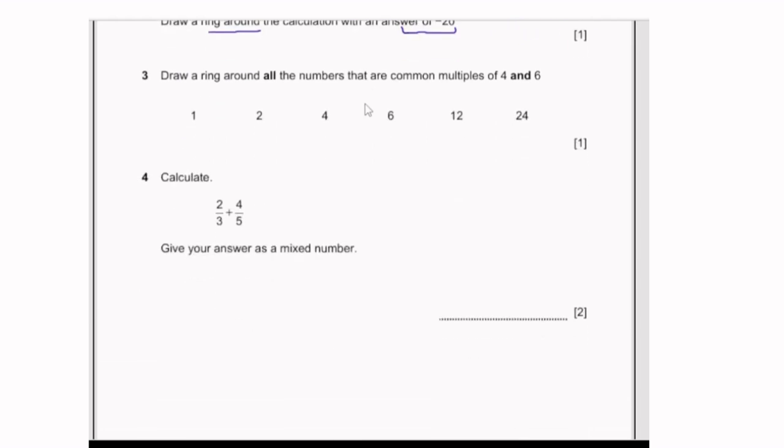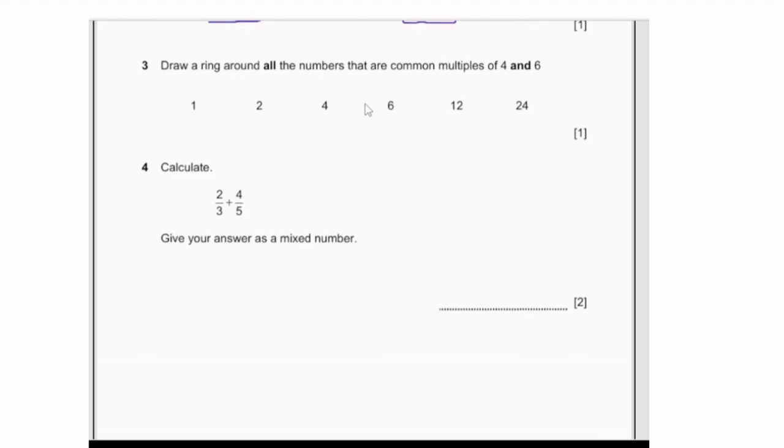Now next one is: draw a ring around all the numbers that are common multiples of 4 and 6. We are looking for multiples of 4 and 6, and then we are looking for the common multiple. First of all, I will write down the multiples of 4. Multiples of 4 are 4 times 1 is 4, 4 times 2 is 8, 4 times 3 is 12, then 16, 20, 24. You can see the highest number is 24. We will stop here. Then multiples of 6 are 6, 12, 18, 24, 30.